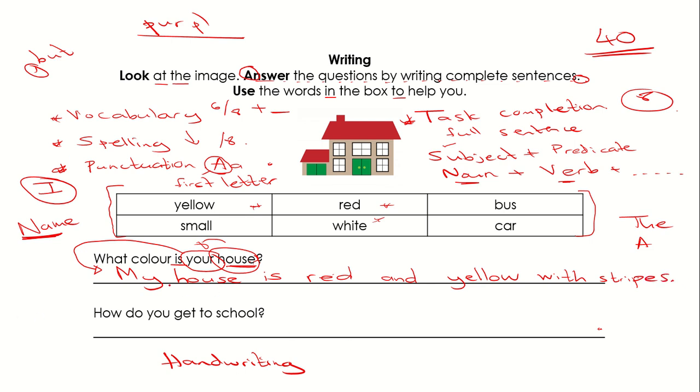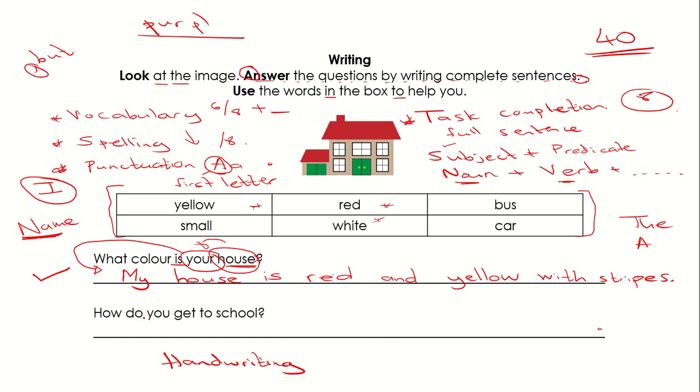Let's check my work. It's not very neat. Let me erase this and write it again. I have time. Is my writing on the line? Yes. My house is red and yellow with stripes. I have a subject. I have my verb. I have my spelling correct. I have a full stop on the end. I have neat handwriting. Everything is perfect.